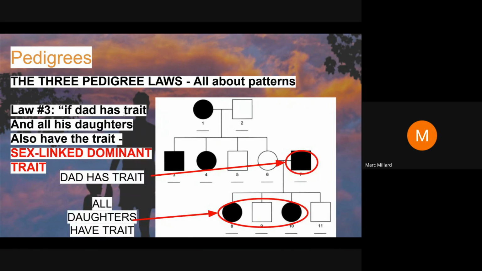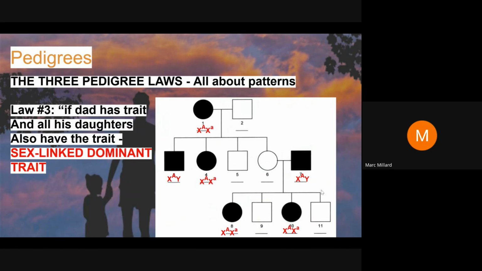If dad has a trait and all his daughters also have the trait, then that lets us know that it is a sex linked dominant trait. So that means dad has it. Mom must be a carrier. All the daughters are getting it because dad's got it. And so that lets us know what those genotypes are like. Must be dominant trait. See, dominant. So as long as she gets one dominant allele, it's going to show that trait. Mom doesn't even have to be a carrier for that to happen.